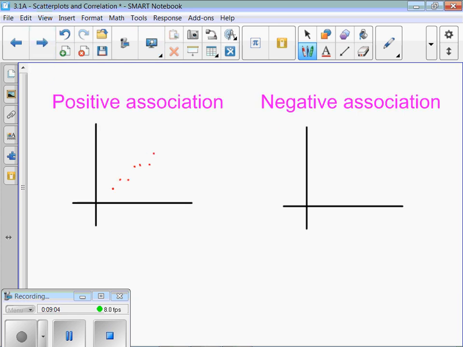Just to remind you, this is a positive association. This is a negative association. Just like your slope would be positive or negative.